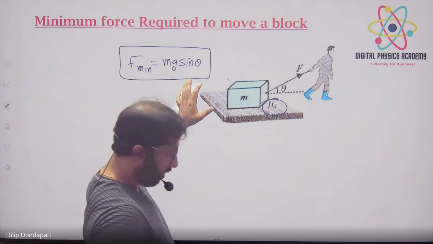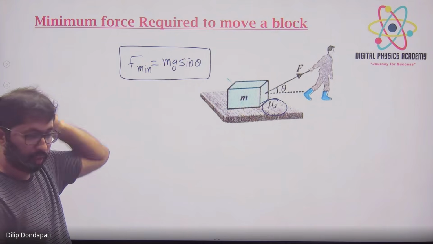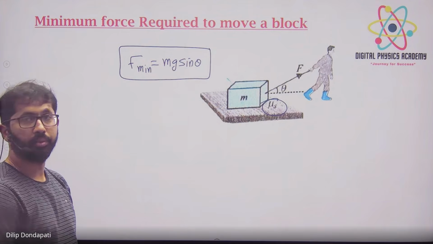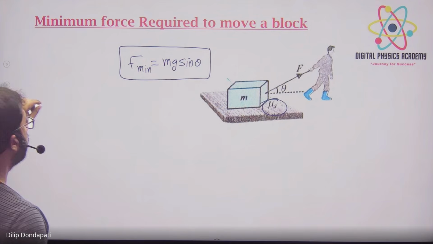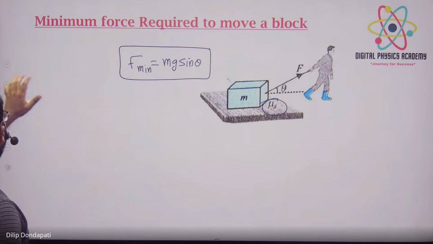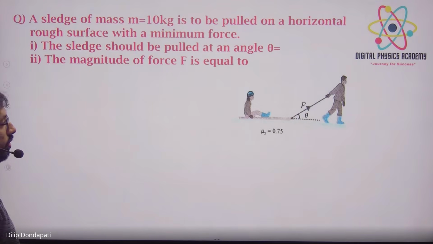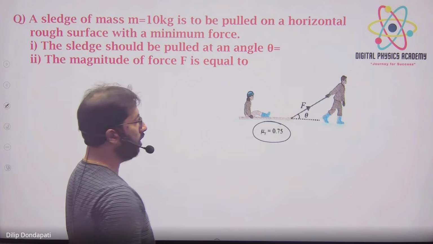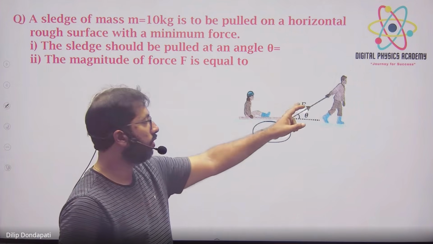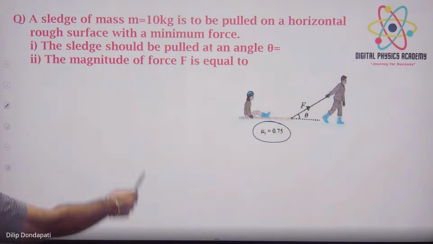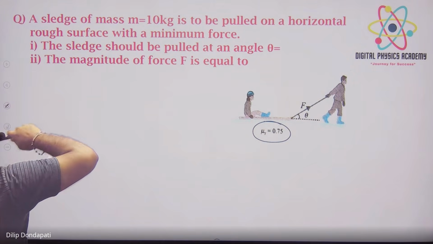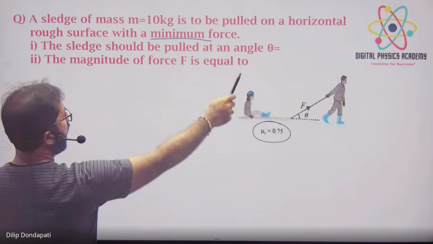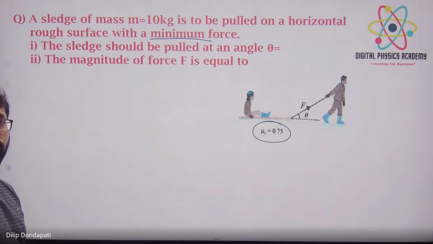Pranav, look, what are you looking at? Okay. Now calculate. So this is the minimum force required to move the block, mg sin theta. Complete? Do it. The value of mu s is 0.75. A person is pulling with force F at angle theta, and the mass is given. Find the minimum force. With a minimum force, the sledge should be pulled at an angle theta. What angle should I pull at to get the minimum force?